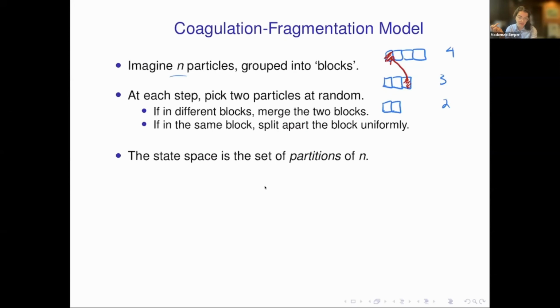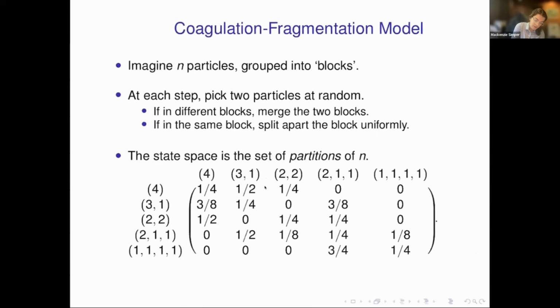So this model has been used in population dynamics, thinking about the blocks as families. It's been used in physics, thinking of the particles as literal particles. And it's just quite a nice chain from a mathematical perspective to study. The state space is the set of all partitions of n. So like how many ways can you break apart n things into different size blocks? So let's see, I have an example here. When n equals 4, you could have them all the same block. You could have a block of size 3 and 1, 2 and 2, 2, 1, 1, and 1, 1, 1, 1. And I won't go through how to calculate these probabilities, but it's just coming from the dynamics that I described.